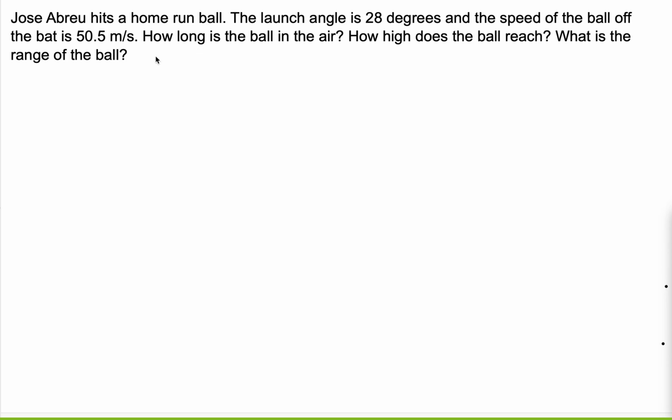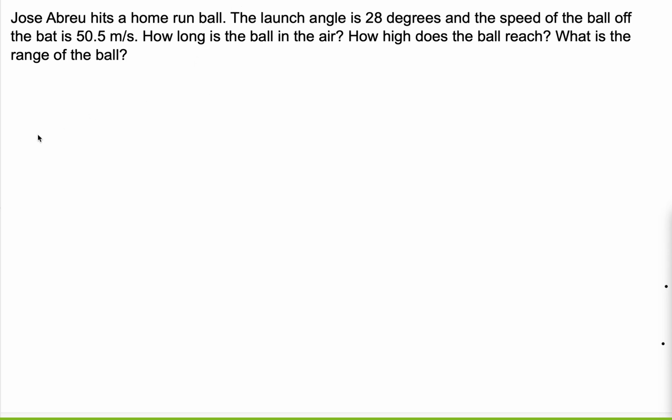So here's our problem. I have Jose Abreu, he hits a home run. Now the launch angle of this home run is 28 degrees, and the speed of the ball off the bat is 50.5 meters per second. I want to know a few things. How long is the ball in the air? How high does the ball reach above the ground? And then what is the range of the ball, or how far does the ball end up from where the batter hit it? So let's draw this out.